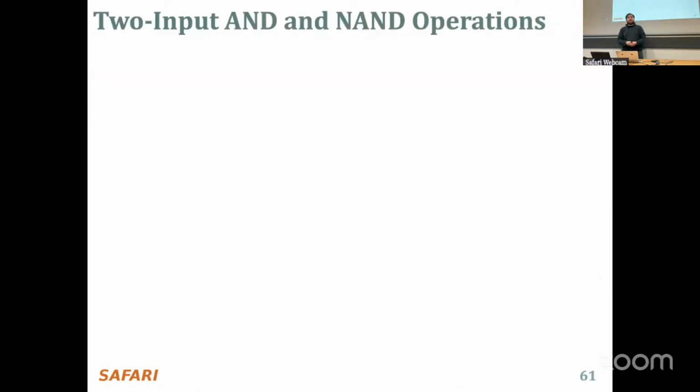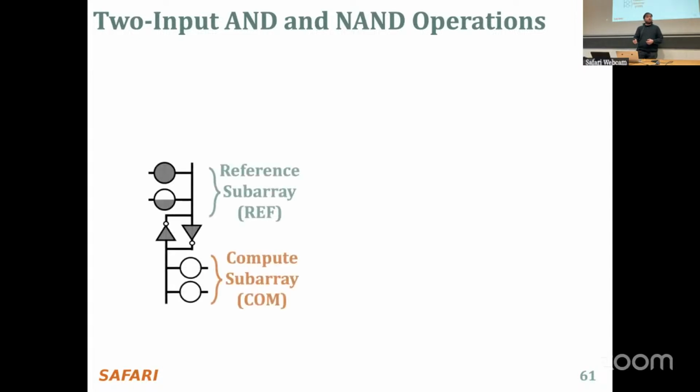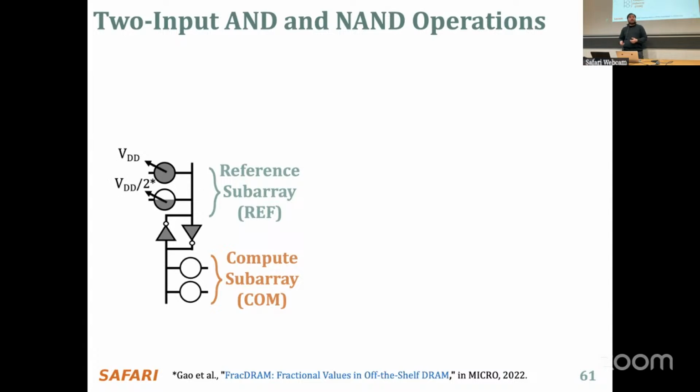So now let's see how this key idea works to perform 2-input AND and NAND operations. Now we have 2 subarrays. From the top we have the reference subarray, and at the bottom we have the compute subarray. At the top we have 2 cells, which are VDD and VDD over 2. We can store VDD over 2 thanks to a prior work. And in the compute subarray we have 2 cells which have the voltage values of X and Y.